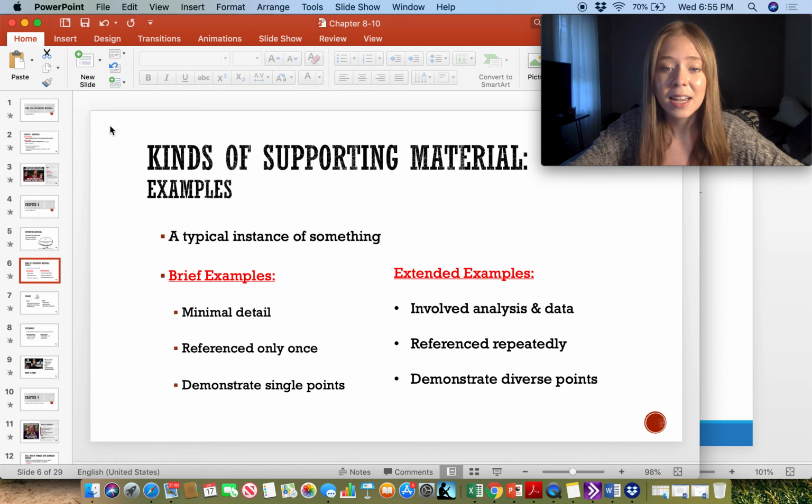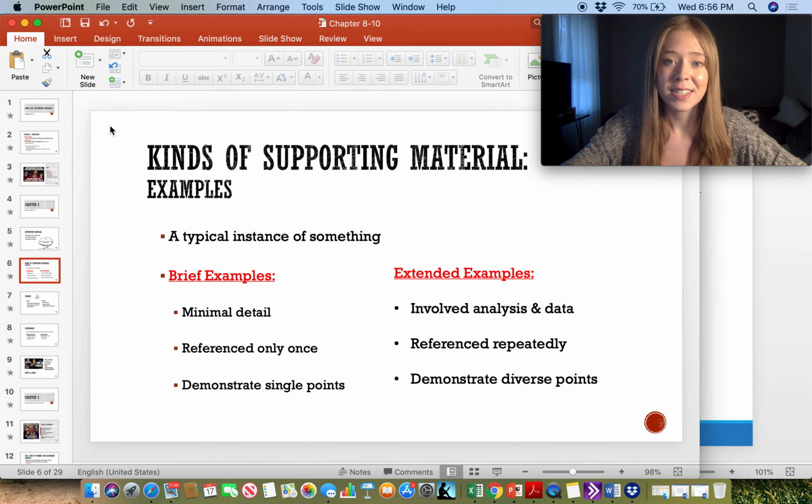And extended examples are also really great. They can involve analysis or data. They're referenced repeatedly, and they demonstrate diverse points. So this is basically an example that extends all the way through at least your main point or your speech, and it can help you really illustrate a complex concept. This falls under the category of an analogy.